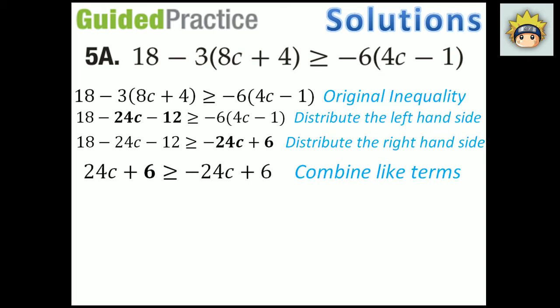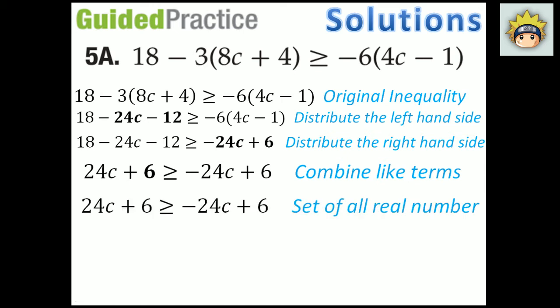After I distribute, I'm going to combine the like terms. There is an 18 minus 12 here, so there is a 6 left over on the left-hand side. Then negative 24c plus 6 is greater than negative 24c plus 6. The left-hand side expression matches the right-hand side expression for the inequality, so we say the solution is the set of all real numbers.